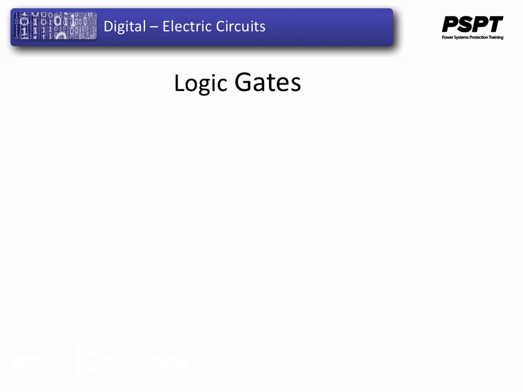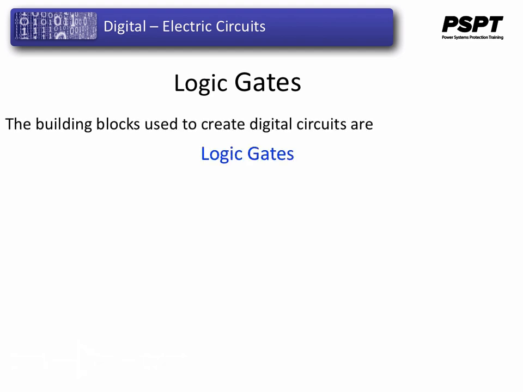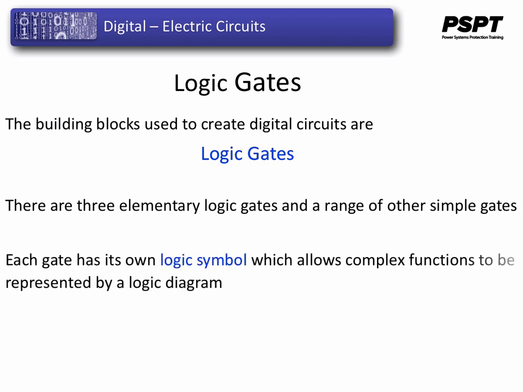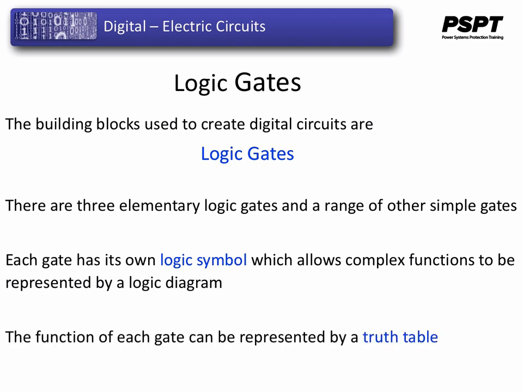Logic gates are the building blocks used to create digital circuits. There are 3 elementary logic gates and a range of other simple gates. You'll see these shortly. Each gate has its own logic symbol, which allows complex functions to be represented by a logic diagram. The function of each gate can be represented by a truth table, and that truth table is unique.